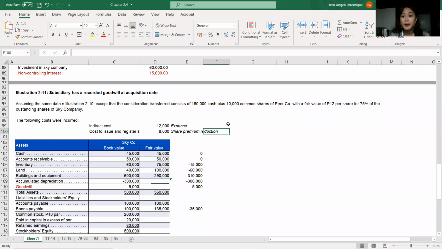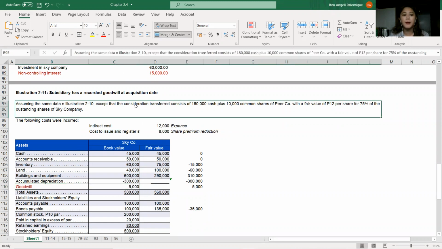Okay, so, yun naman tayo sa next problem. So, illustration 2-11. So, meron daw recorded goodwill. So, actually, same lang to dun sa 100% dati na kung maalala nyo, ang concept natin, pag may goodwill, si subsidiary, is hindi natin siya i-recognize o parang rin-write off natin siya.